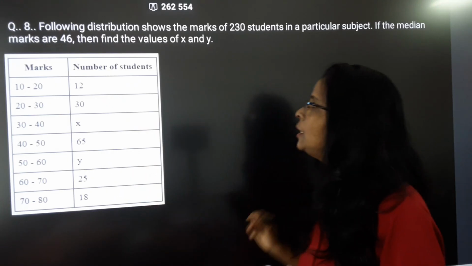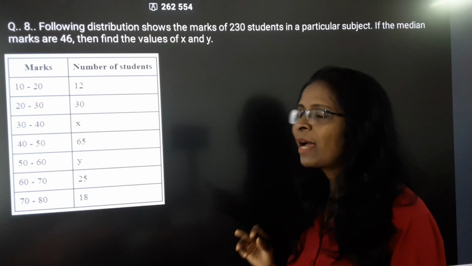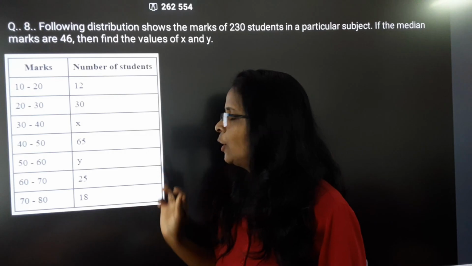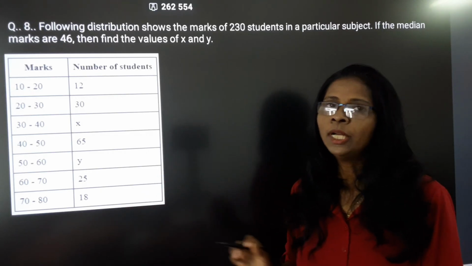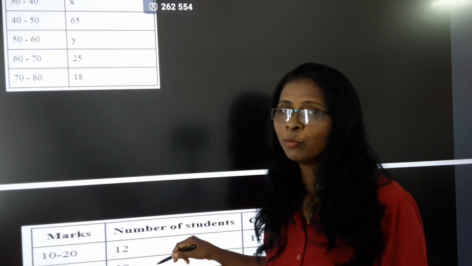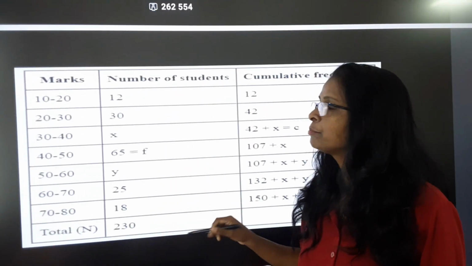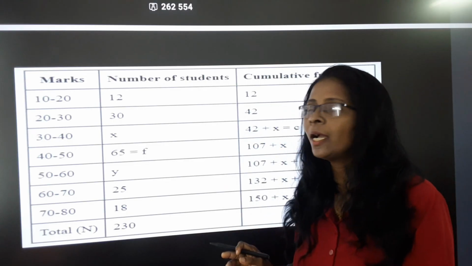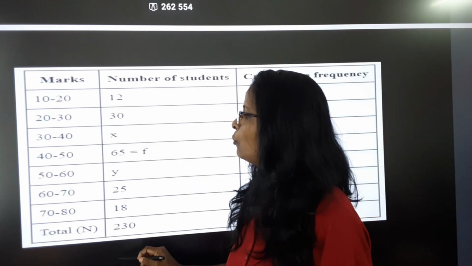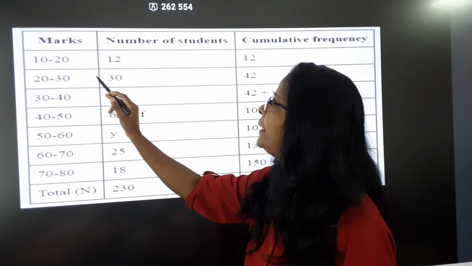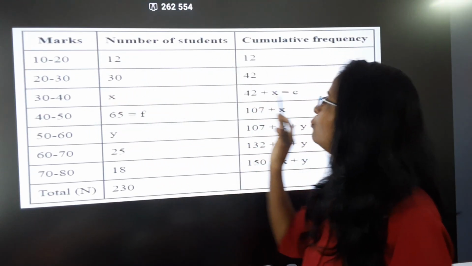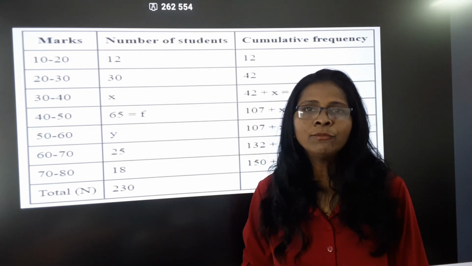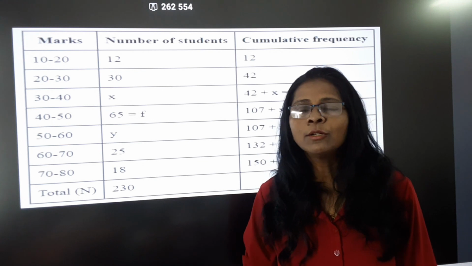Okay, so now in the given problem the median marks are 46, so the median is given and we have to find out x and y. Okay, these are the frequencies. So we have to calculate these x and y with the help of the median formula. But before using the median formula, we have to make the proper table, with column 1 for the marks, that is the classes 10 to 20, then the number of students 12, and we have to make the third column for the cumulative frequency, because in the median formula there should be the cumulative frequency.